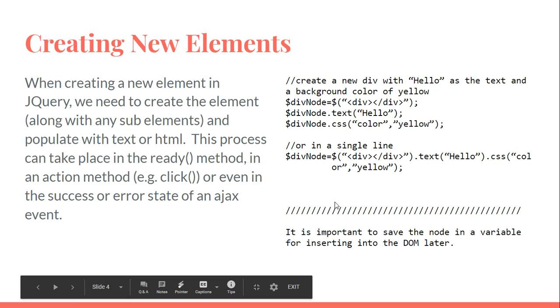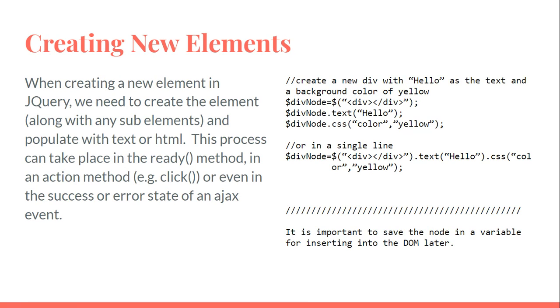One of the things that we're going to need to be able to do, especially because we will be accessing information from a database, is that we're going to need to be able to create new elements. So when we create an element in jQuery, it's done like this. I do the $, which is the shorthand for jQuery, and then I create the element in quotes using the HTML syntax. And I store that in this variable.